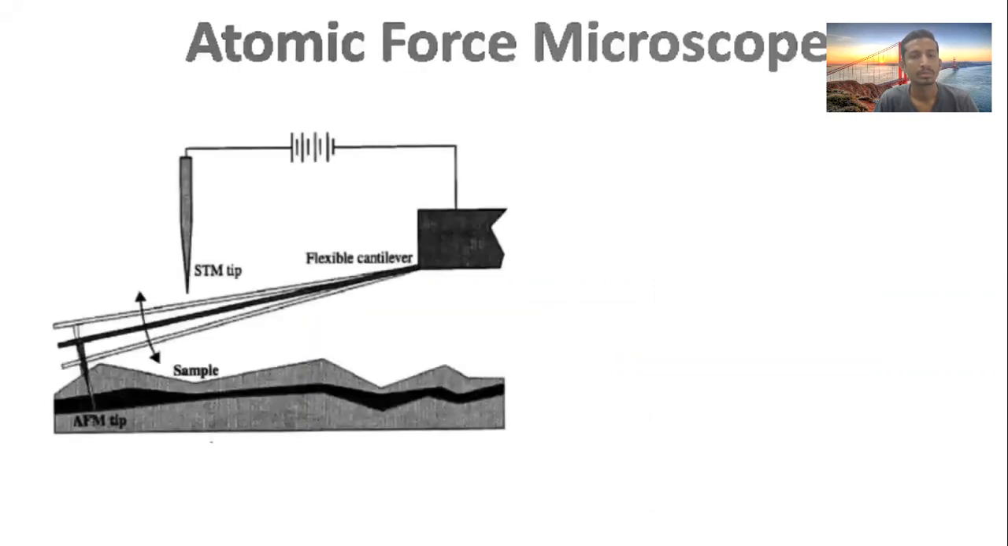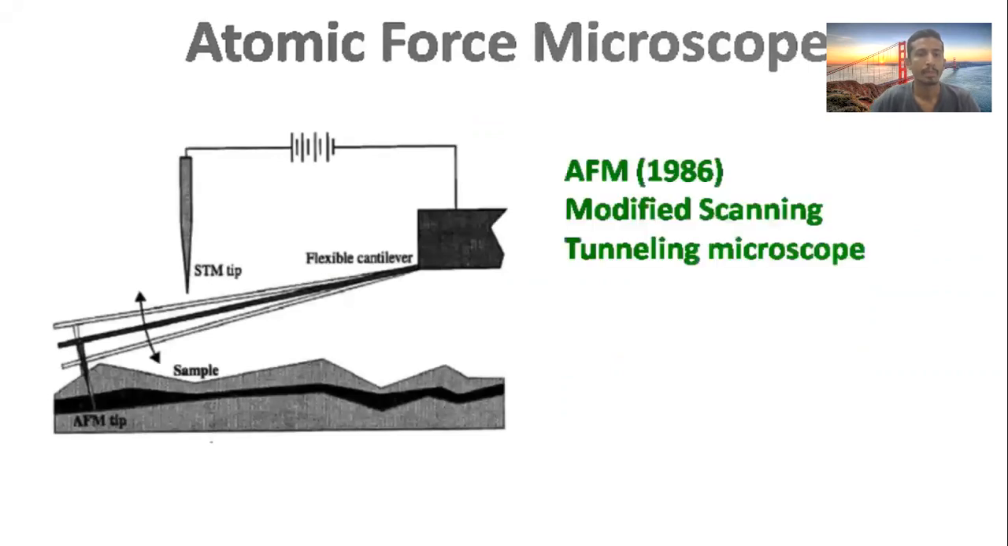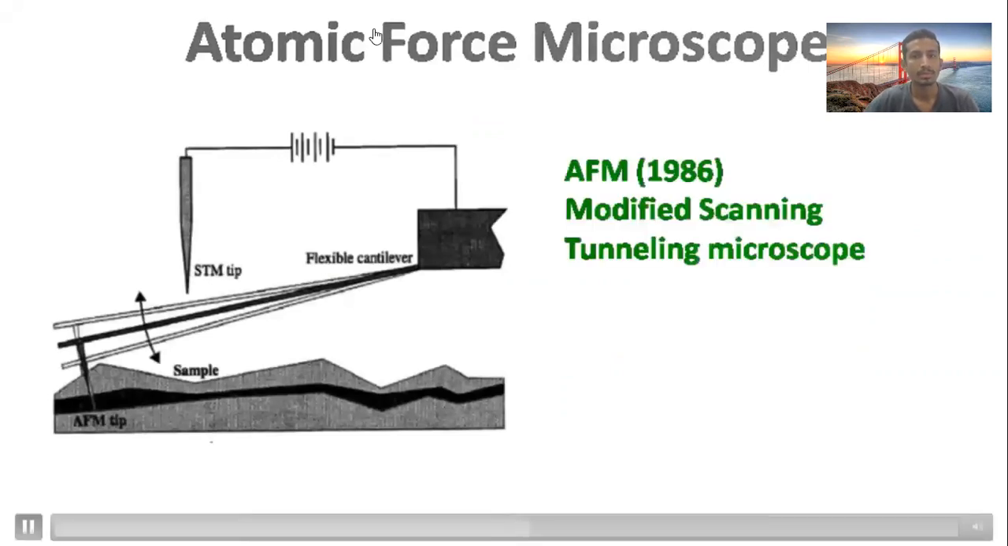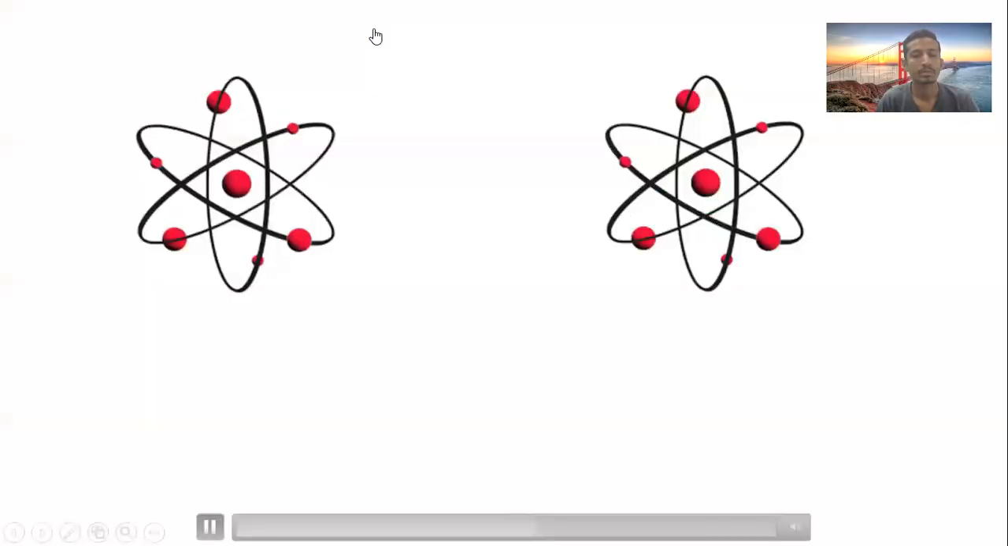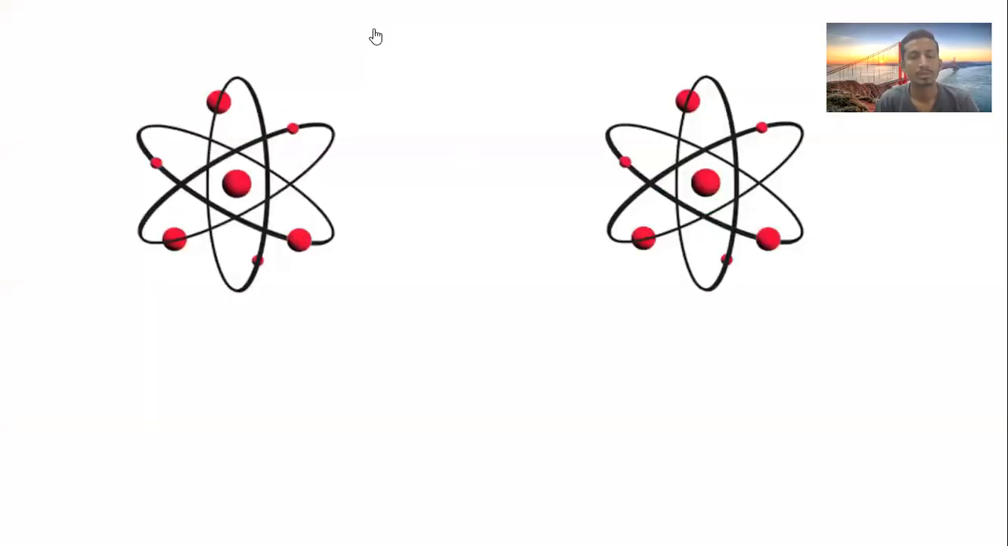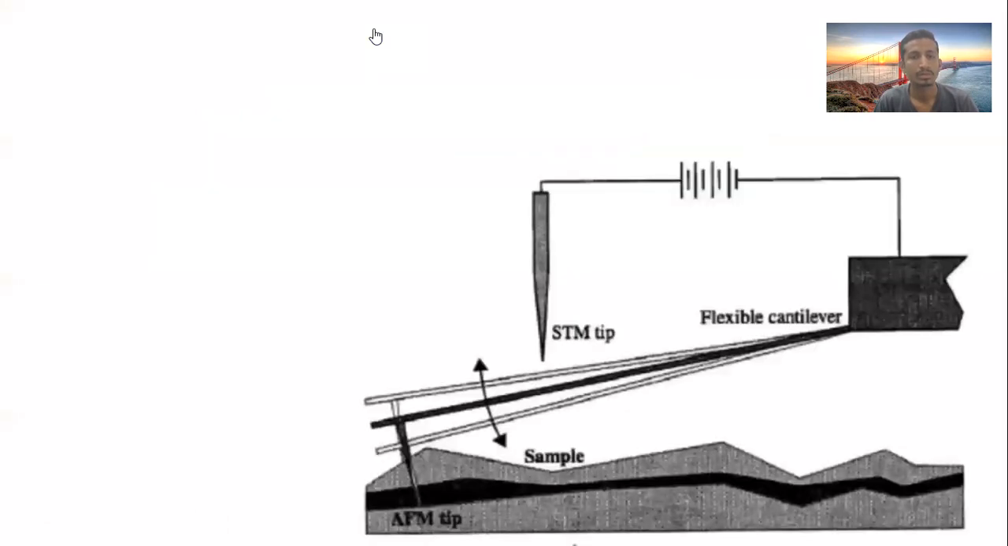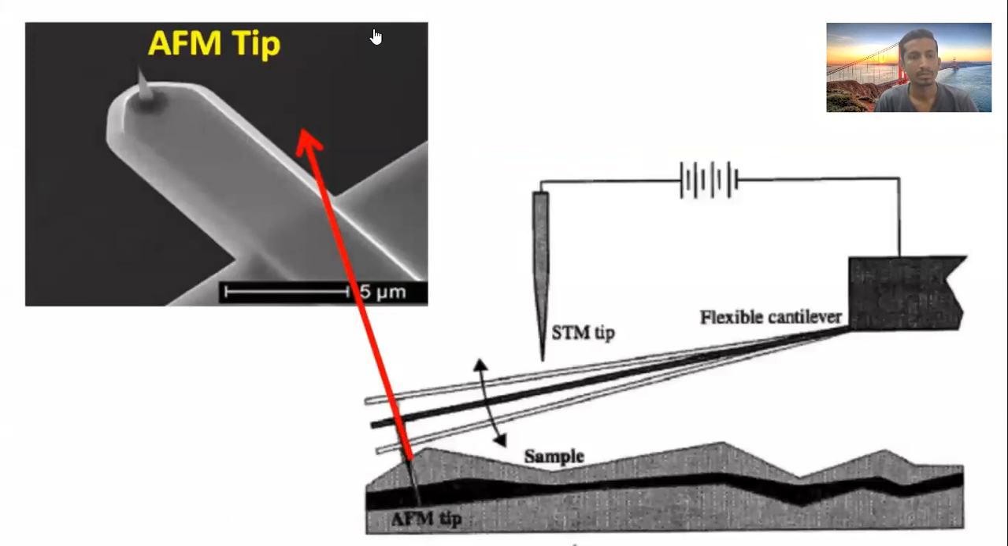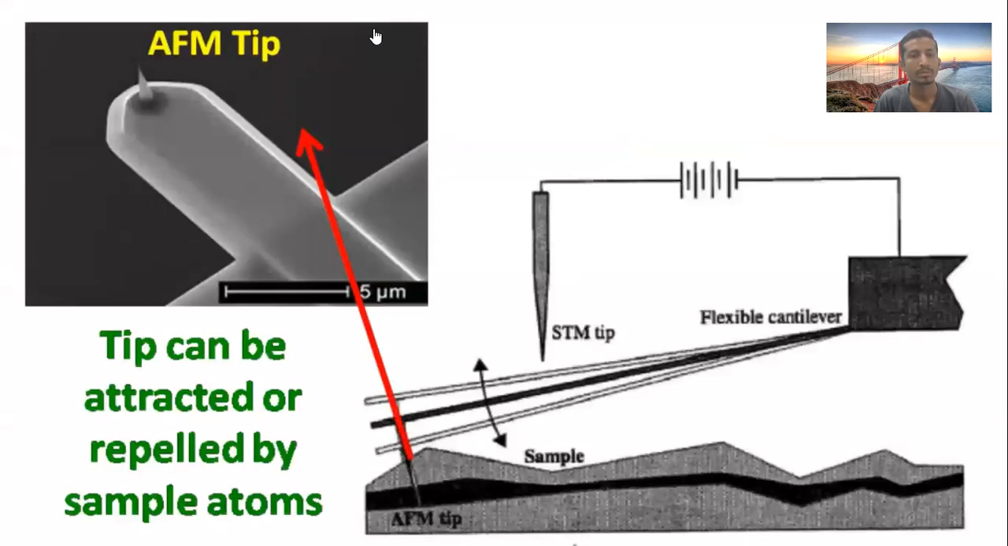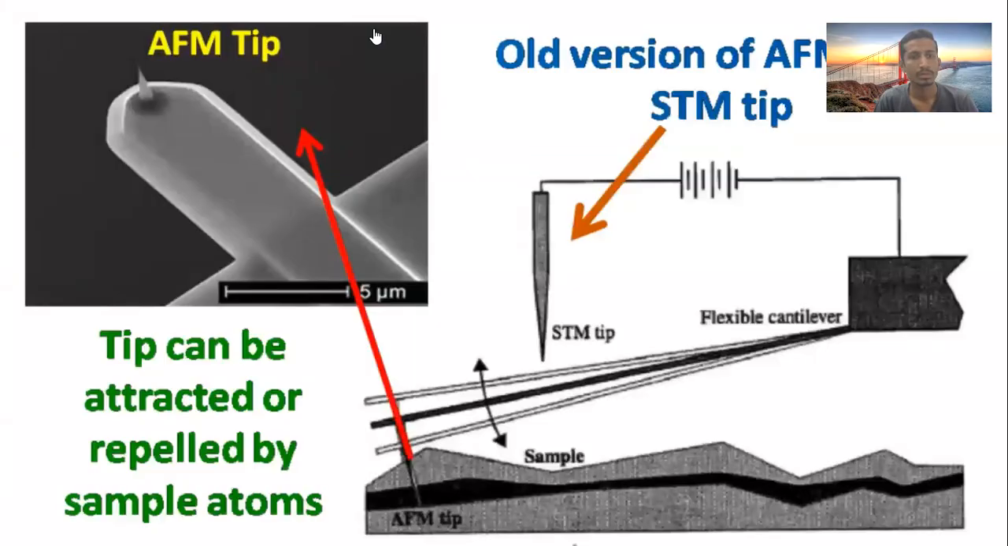The atomic force microscope was invented in 1986 with a modification in scanning tunneling microscope. The atomic force microscope works on the principle of attractive and repulsive forces at the atomic level. Force microscope uses a small nano-sized tip which can be either attracted or repelled by the atoms present in the sample. The earlier versions of atomic force microscope employed the use of scanning tunneling microscope tip, which recorded the oscillation of the cantilever based on the tunneling current obtained.